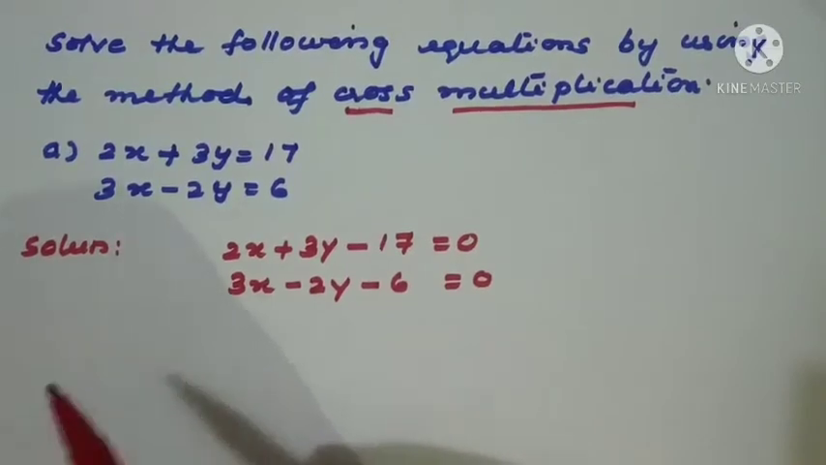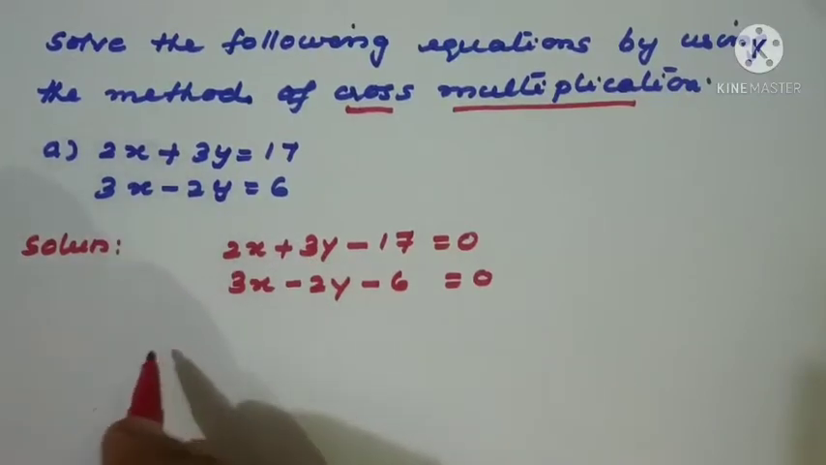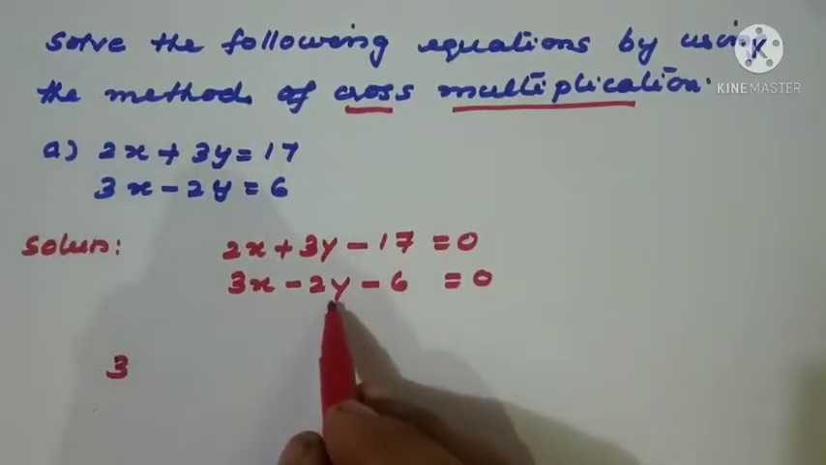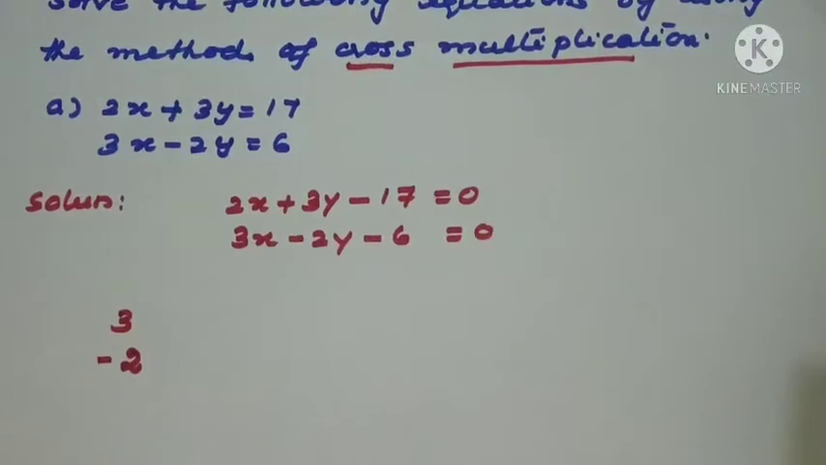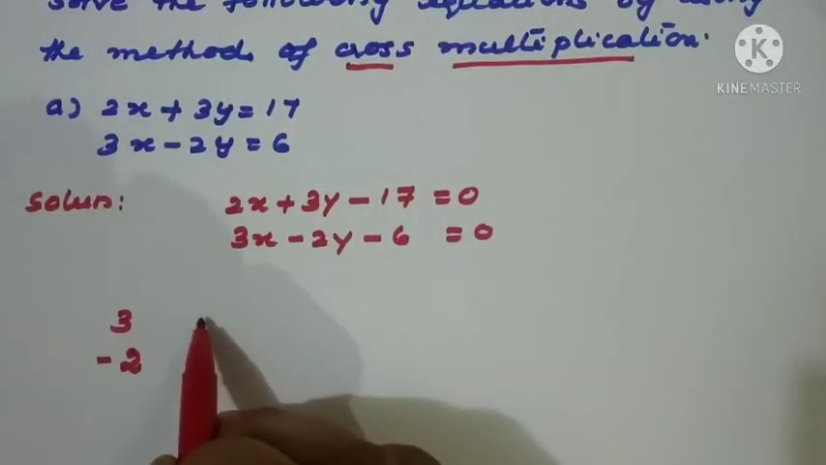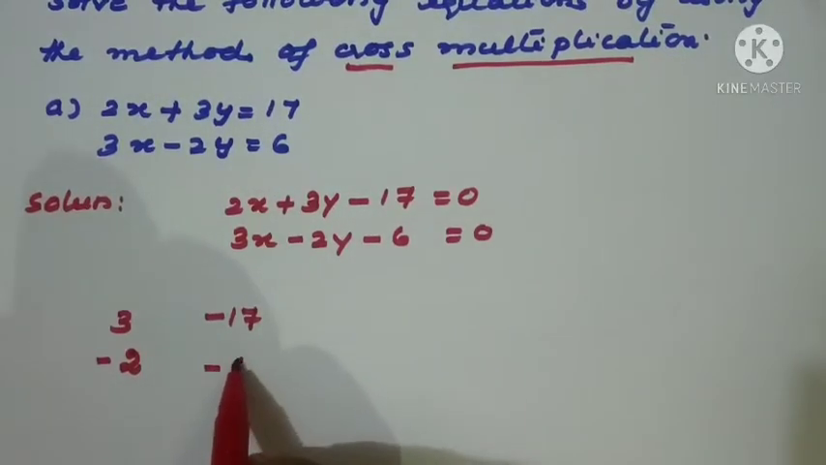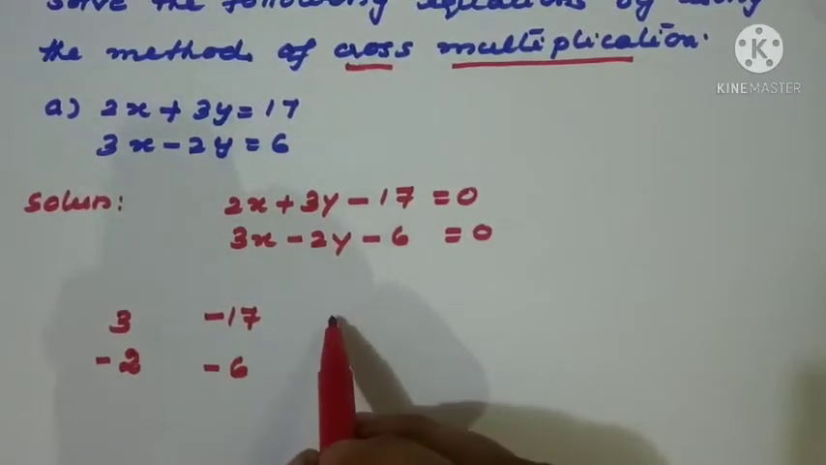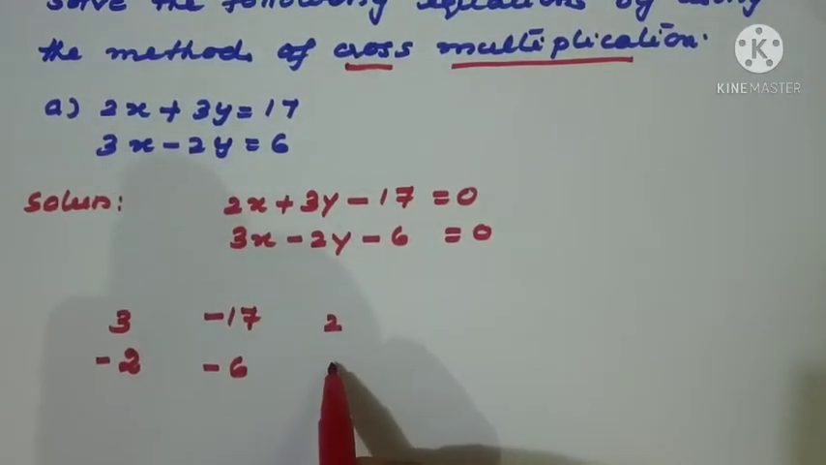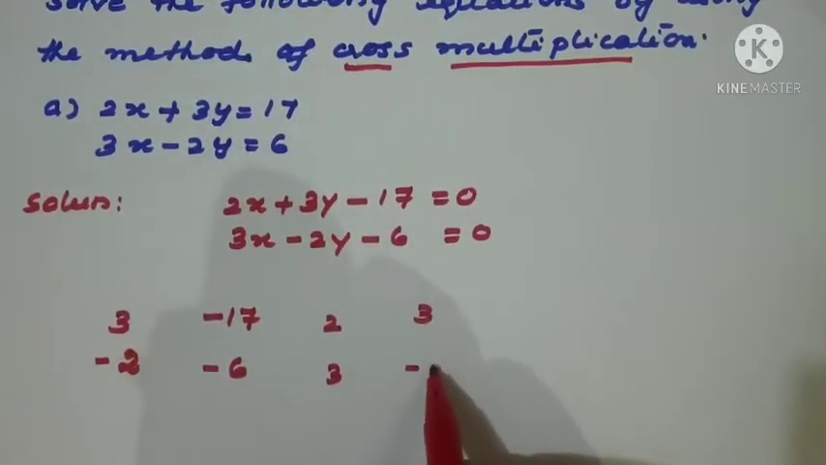Now the next step is that we should write the coefficient of y first. What is the coefficient of y? 3. Similarly, the coefficient of y from the second equation, just below 3, we should write minus 2. Next, minus 17 and minus 6, that means the constant from the first equation and the constant from the second equation. Again, we write the x coefficients, 2 then 3. Again one more time y, 3 and minus 2.